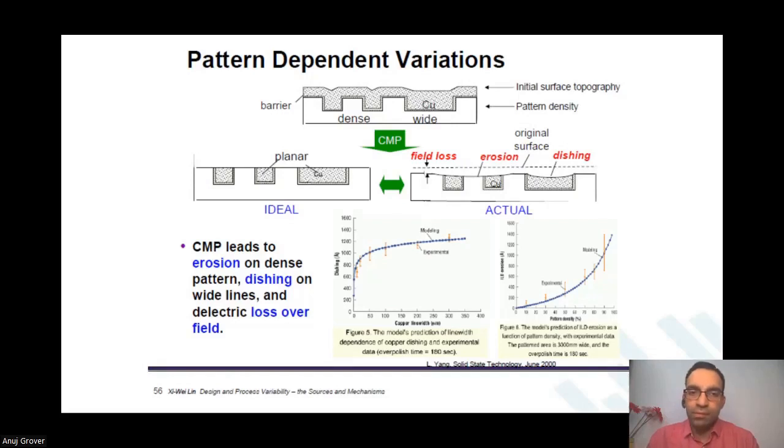Okay, sir. So when there are so many wires, the overall softness of that region is lesser than places where there are no wires. So more erosion will happen.